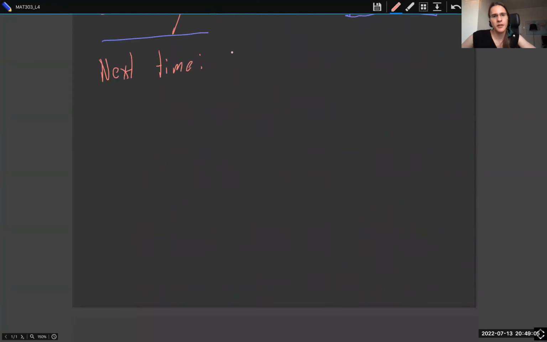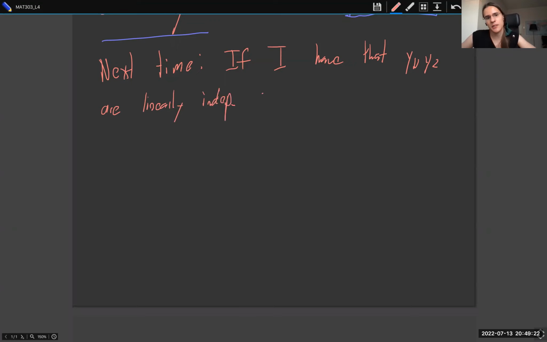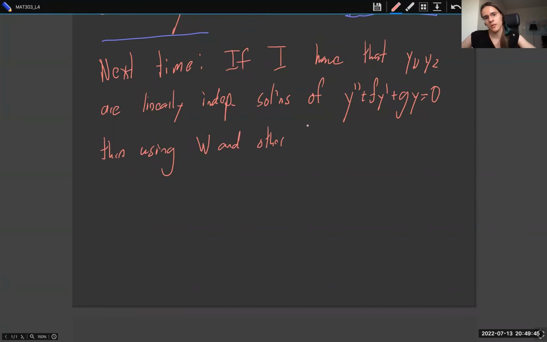So if y1 and y2 are linearly independent solutions of the homogeneous equation y'' + f y' + g y = 0, then using the Wronskian and other techniques, I will always be able to solve the inhomogeneous equation.